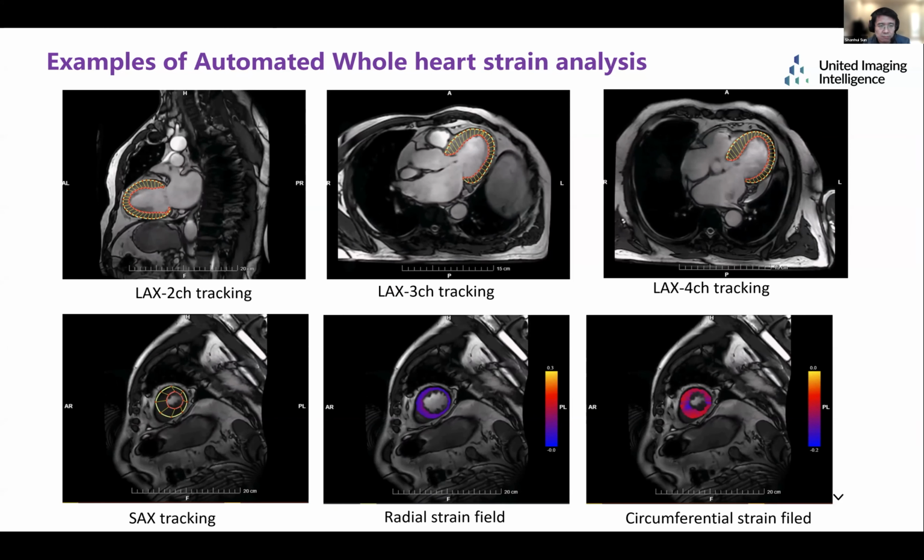So with those correspondences, we could derive the strain. The strain is utilized for analyzing the deformation. And in the bottom row, the first one shows the short axis feature point tracking. And in the last two videos, we show the dense radial strain and the circumferential strain for short axis. All those strains are derived from the dense motion estimation field.